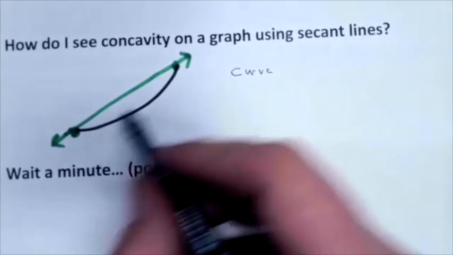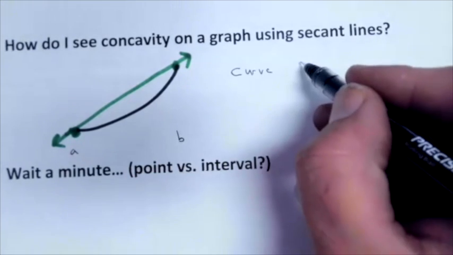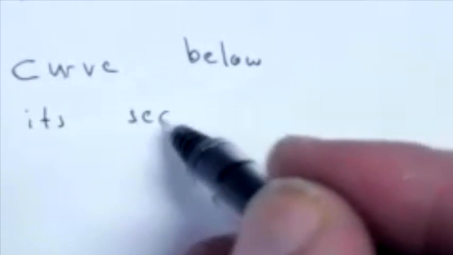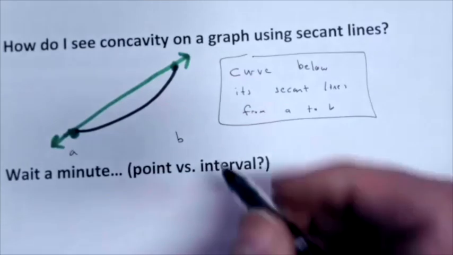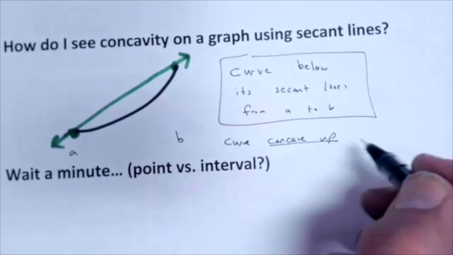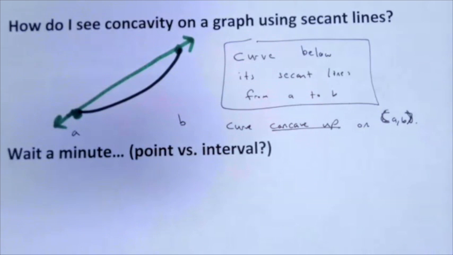And I can say that about this whole interval from whatever A is to whatever B is. So this curve is below its secant lines from A to B. And so what that tells me is that this curve is concave up on the interval AB. It matters, you want to put it at the endpoints of the interval that you're looking at.